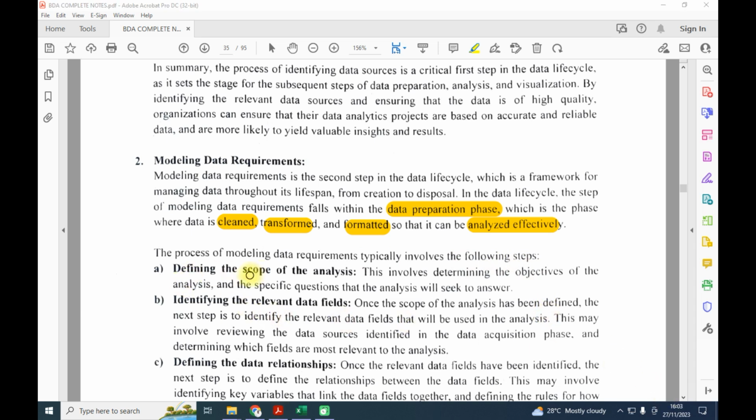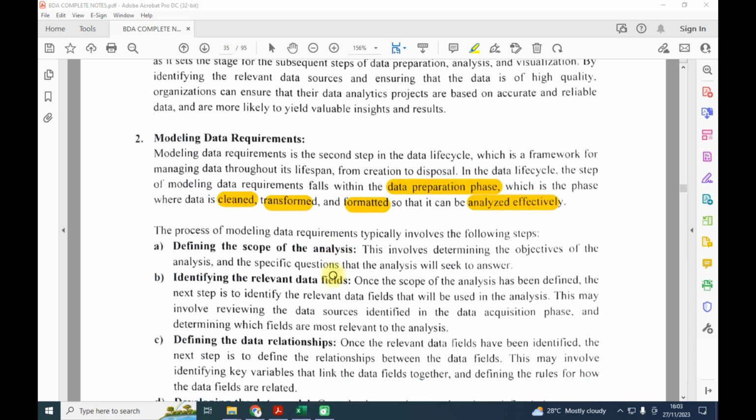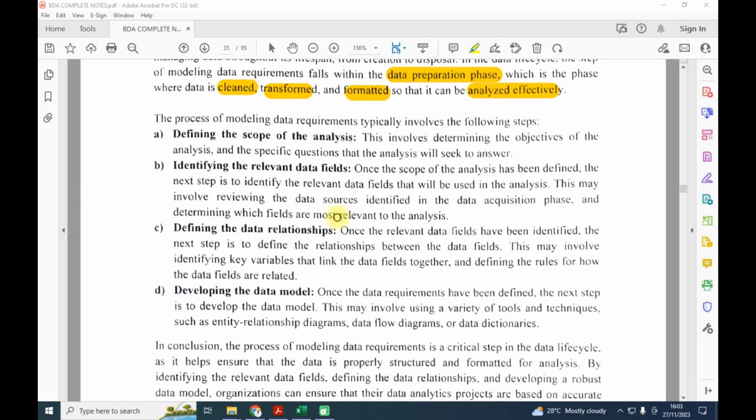The first one is defining the scope of the analysis. So we define the scope of our analysis. This involves determining the objectives of the analysis and specific questions that the analysis will seek to answer. What are the questions that we need to answer from this particular analysis? That's why we are defining the scope of the analysis.